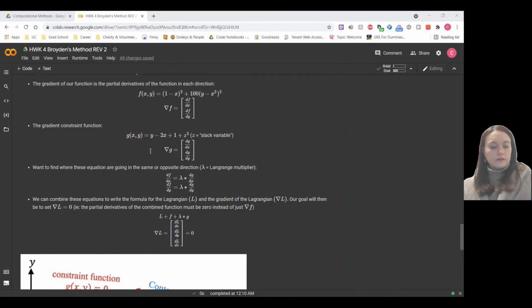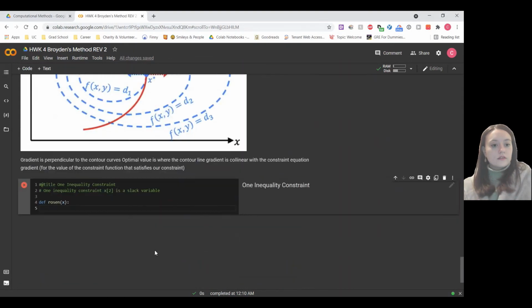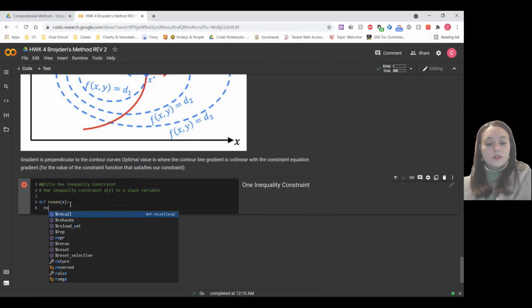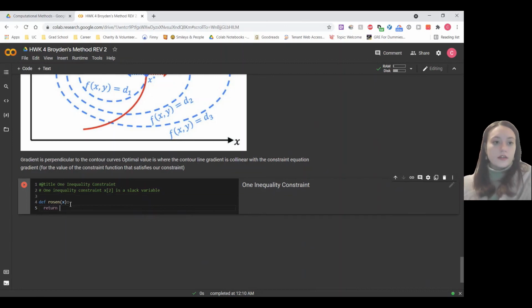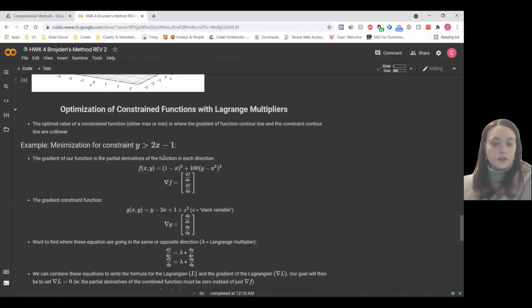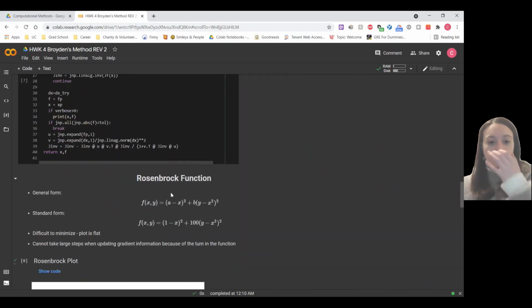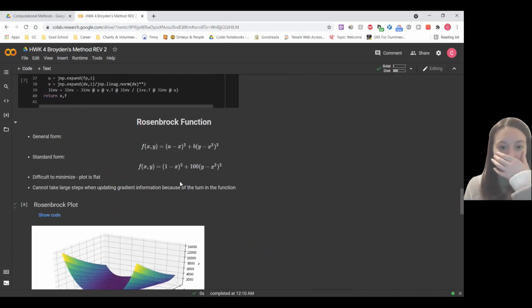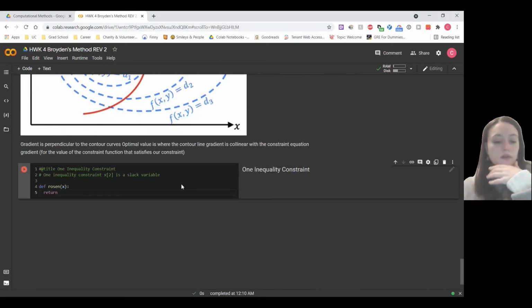and our slack variable. So, okay, first, for the Rosen function, we're just plugging in our equation that was supplied up here. So 1 minus x squared plus 100, 1 minus x squared squared.